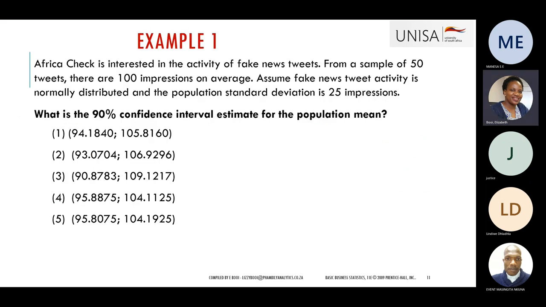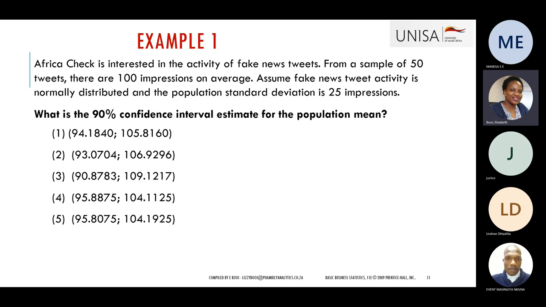Okay, let's look at an example on how we answer questions relating to confidence intervals. Africa Check is interested in the activity of fake news tweets. From a sample of 50 tweets, there are 100 impressions on average. Assume the fake news tweet activity is normally distributed with a population standard deviation of 25 impressions. What is a 90% confidence interval for the population mean? So now, making sure that I understand what the question is asking me, it is asking me to construct a confidence estimate of 90% for the true population mean.